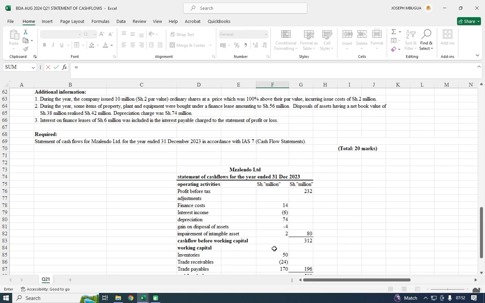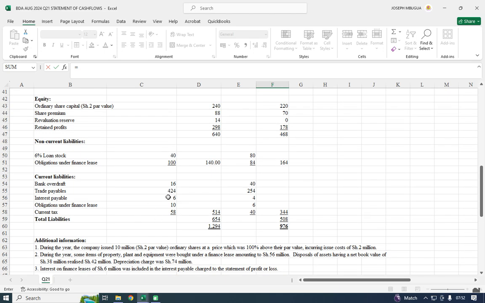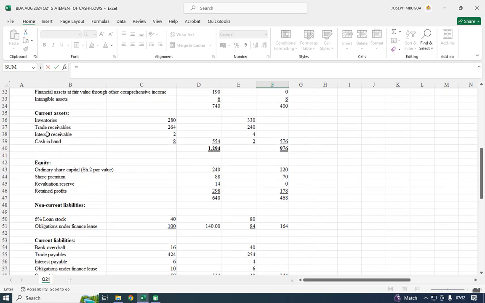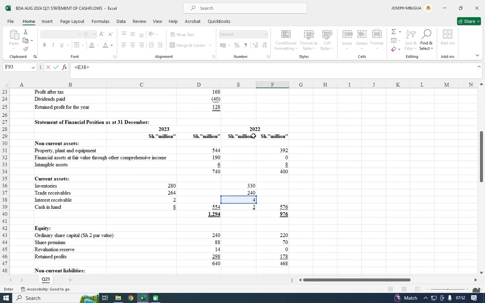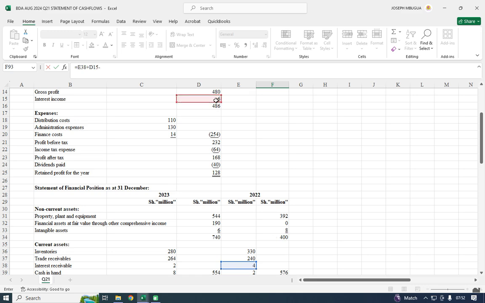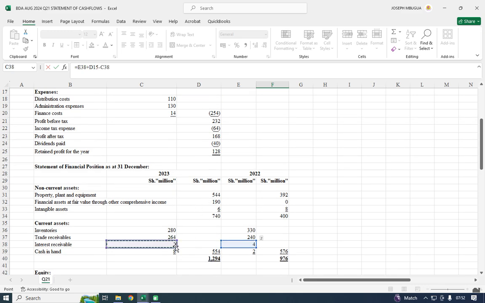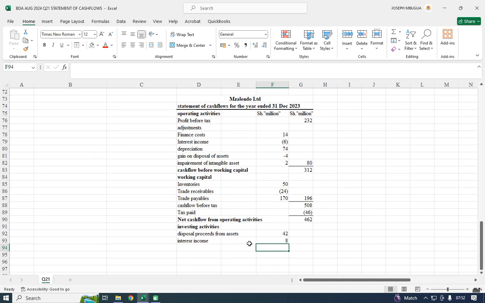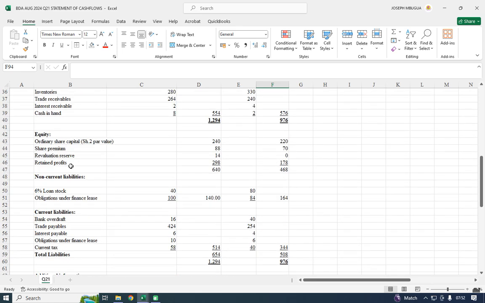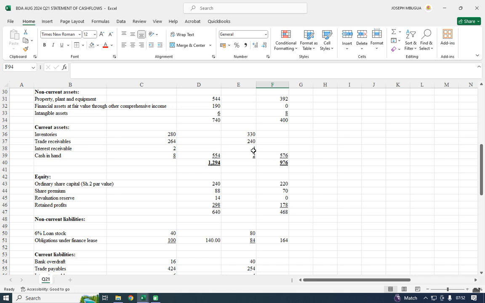And for the interest income, remember, we need to know what we received during the year. We had this interest receivable. At the beginning, we had 4, and at the end, we had 2. So I will take this plus for the year, and we minus what we did not receive at the end. So during the period, the interest income that we received was 8. Because we had the interest receivable, the balances that we are yet to receive, at the beginning was 4, at the end was 2, and we received 6.